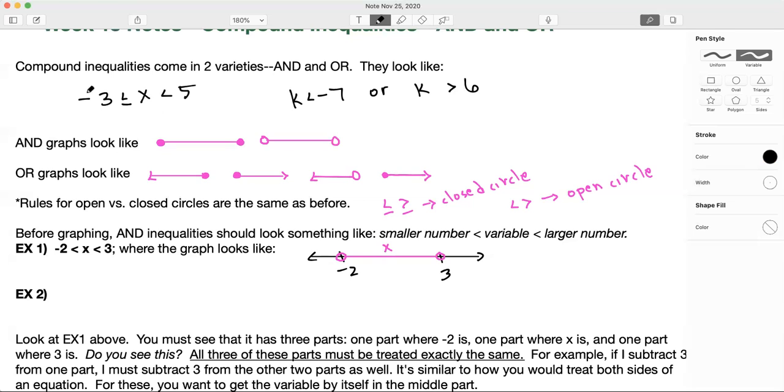I'm going to take this one right up here, which is an "and" inequality, and I'm going to write it down and graph it.